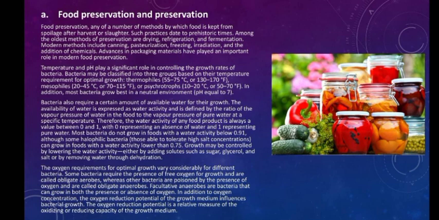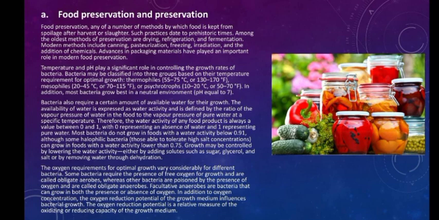Among the oldest methods of preservation are drying, refrigeration, and fermentation. Modern methods include canning, pasteurization, freezing, irradiation, and the addition of chemicals. Advances in packaging material played an important role in modern food preservation.